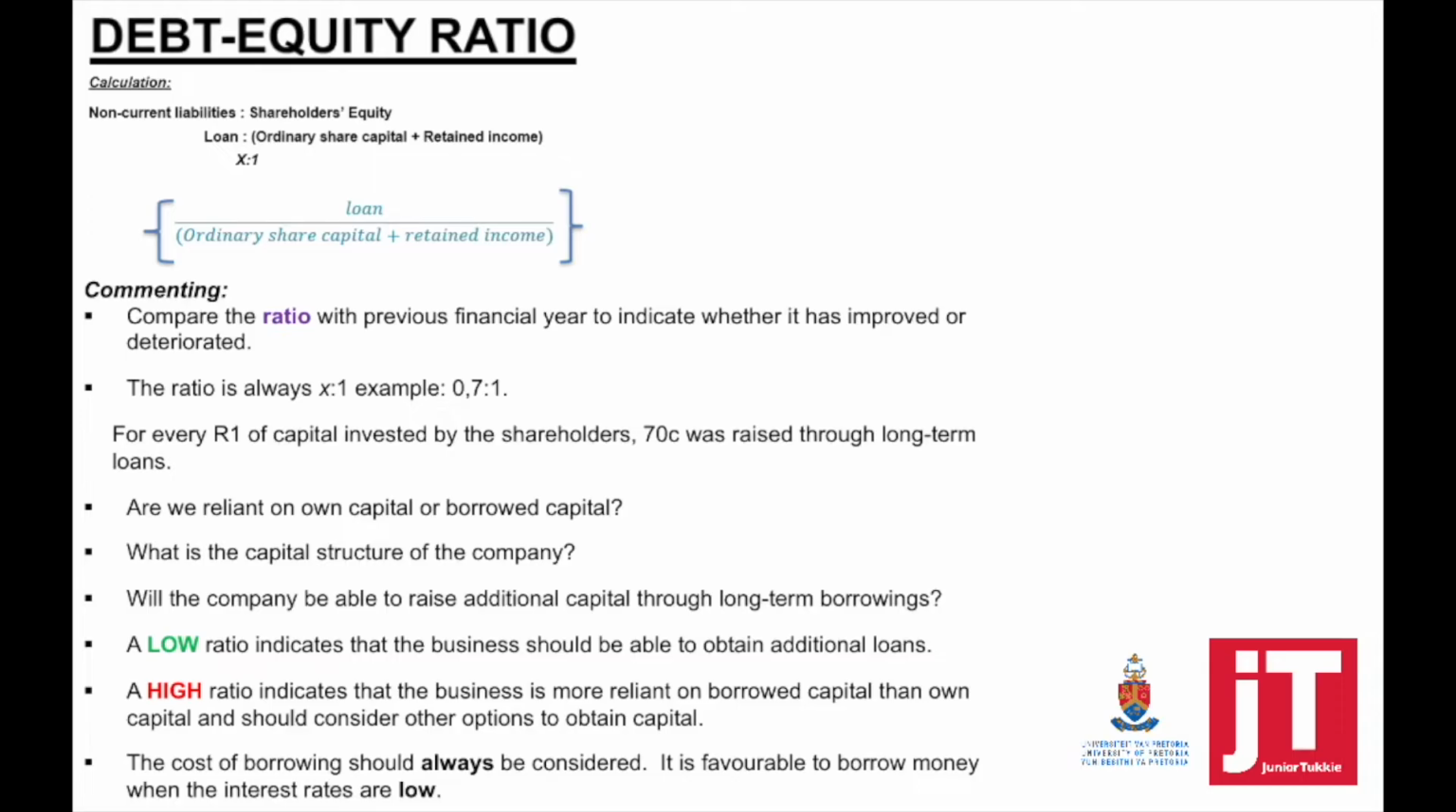A low ratio will indicate that the business should be able to obtain additional loans. But if we have a high ratio, this indicates that the business is more reliant on borrowed capital than own capital and should rather consider other options to obtain capital. Remember, capital is we need money. What are our options? We can either borrow money or we can sell shares.